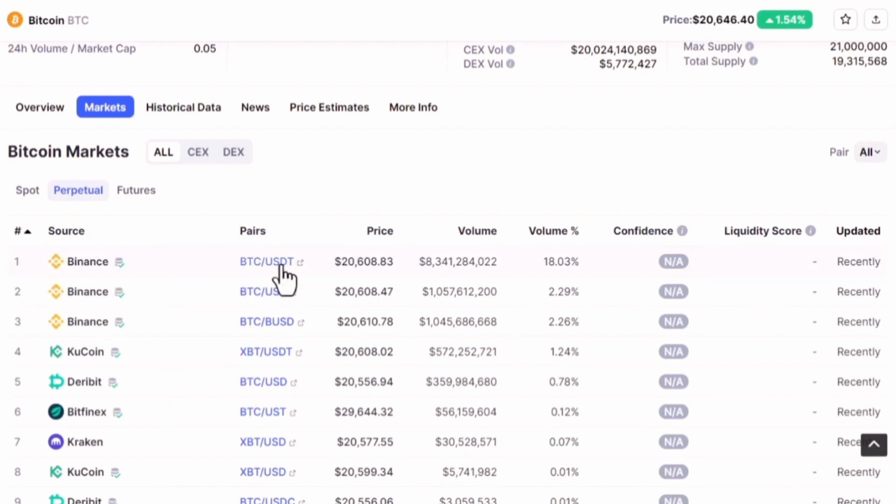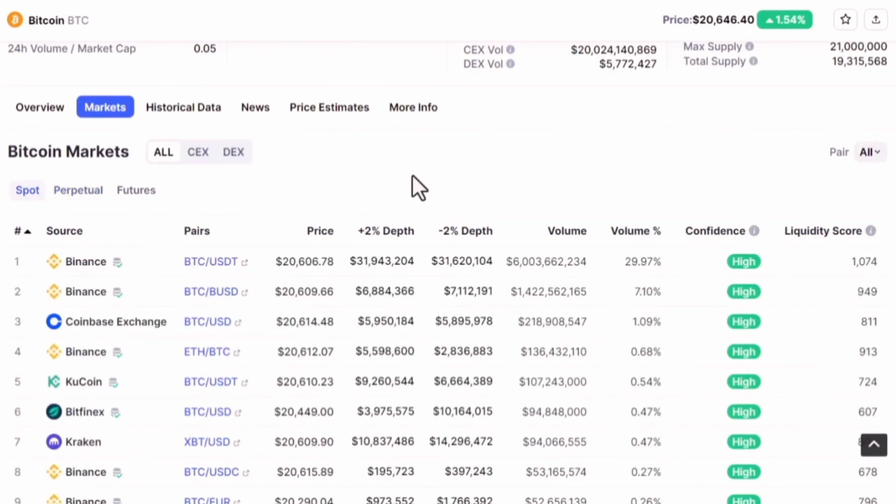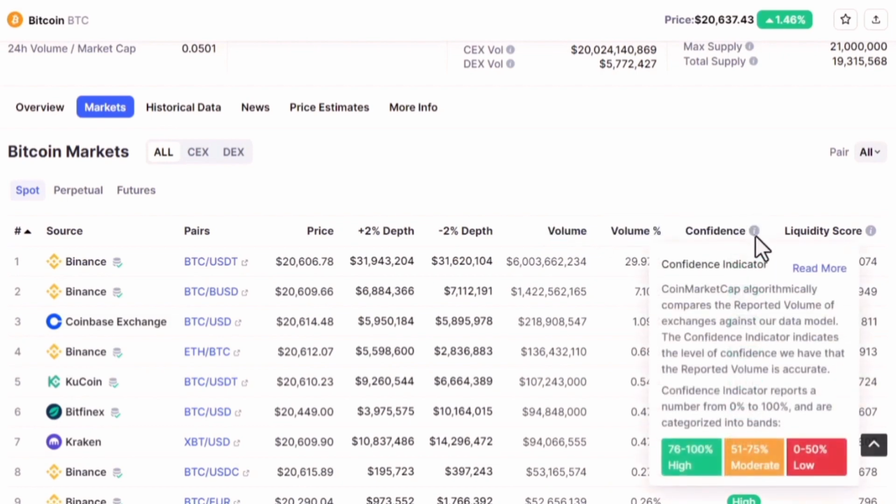And these are the pairs. So you can trade Bitcoin to USDT or Bitcoin to USD, and Bitcoin to BUSD, and the list goes on. Okay, so you can check it out here. There is all the information you need: the volume in percentage, the confidence. If the confidence is high, that market is reliable and you can trust it without any doubts.